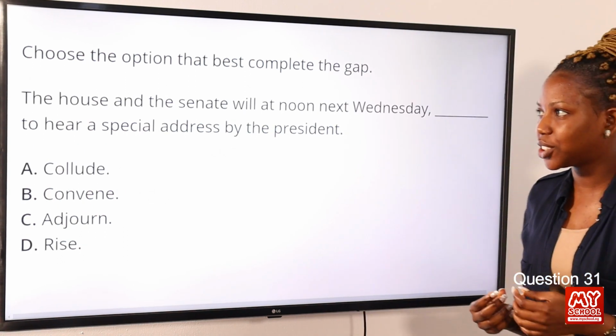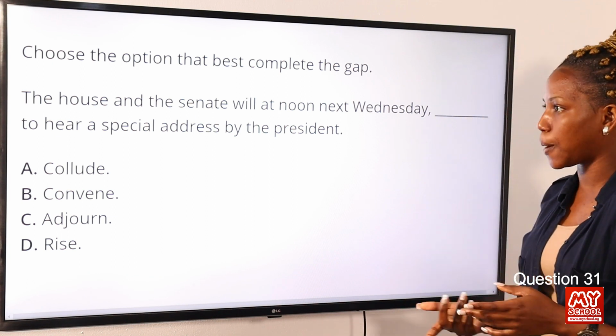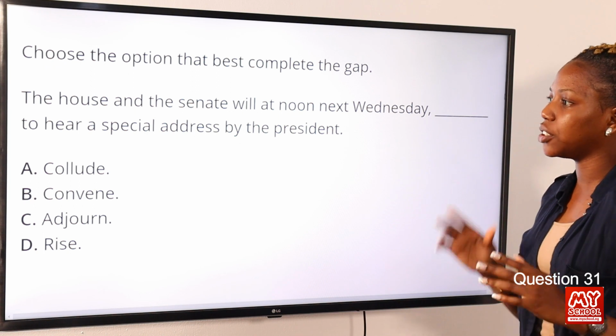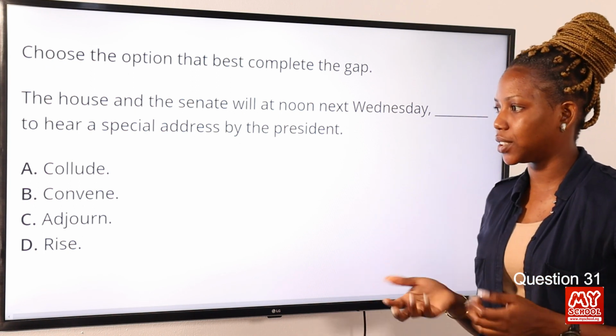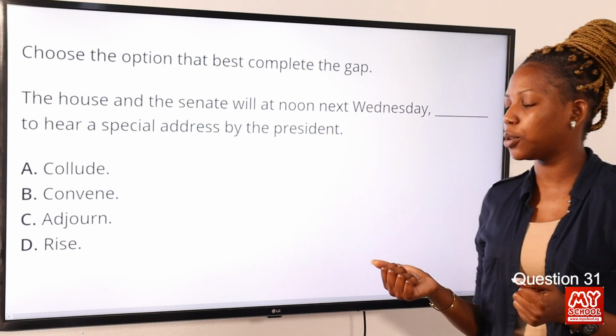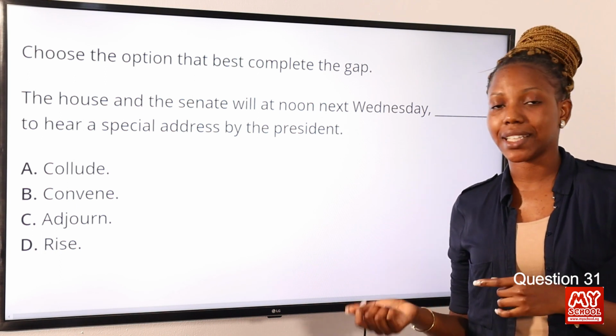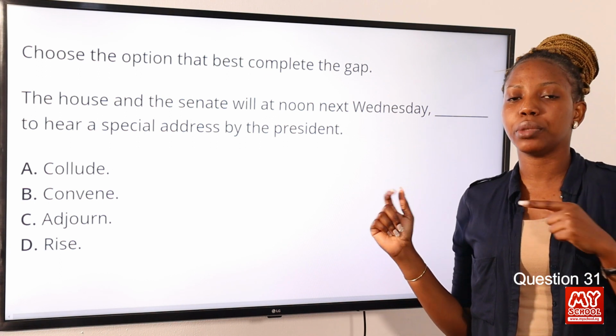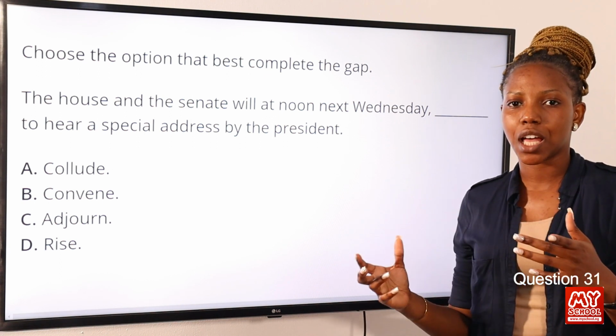Question 31. Choose the option that best completes the gap. The House and the Senate will at noon next Wednesday to hear a special address by the President. Option A, collude. Option B, convene. Option C, adjourn. Option D, rise. The answer to this question is convene, because convene means to meet, to assemble, or to come together.